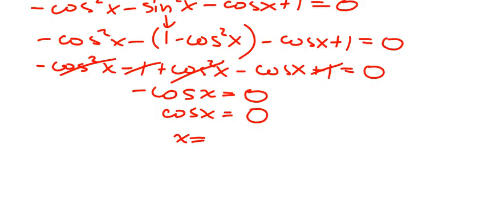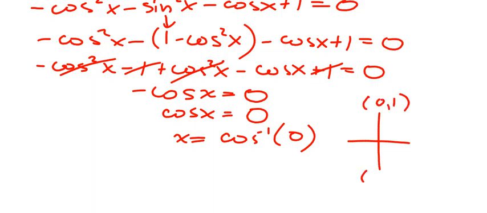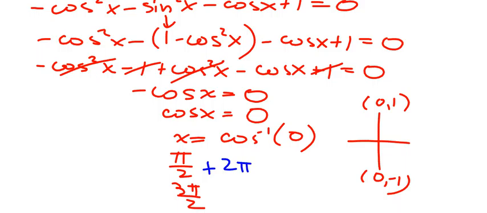Doing the inverse, I say x equals the cosine inverse of 0. Well, where does cosine equal 0? I know it's at the quadrantal angles up here and down here. So I know that's the quadrantals of pi over 2 and 3 pi over 2, right? Now the question is, should I put in plus 2 pi n down here or not?